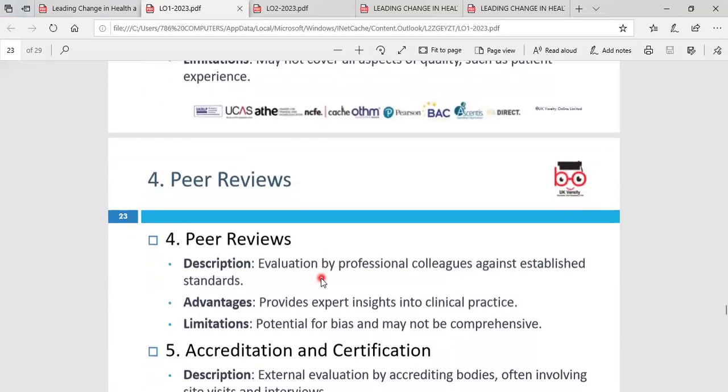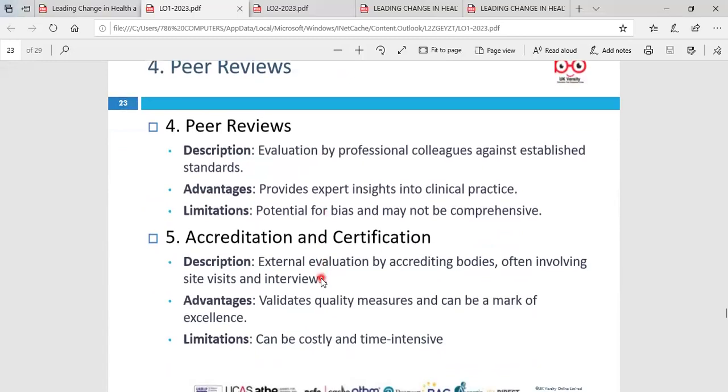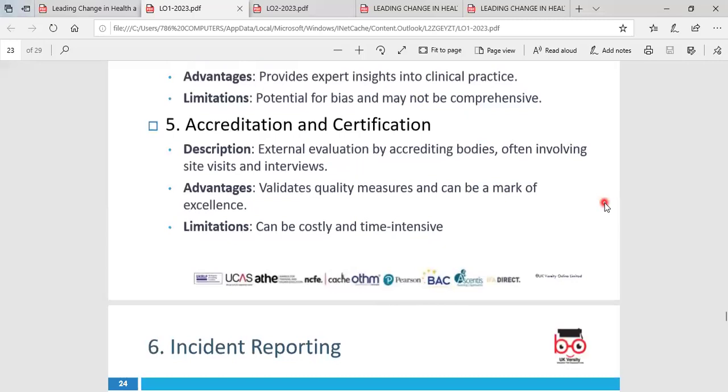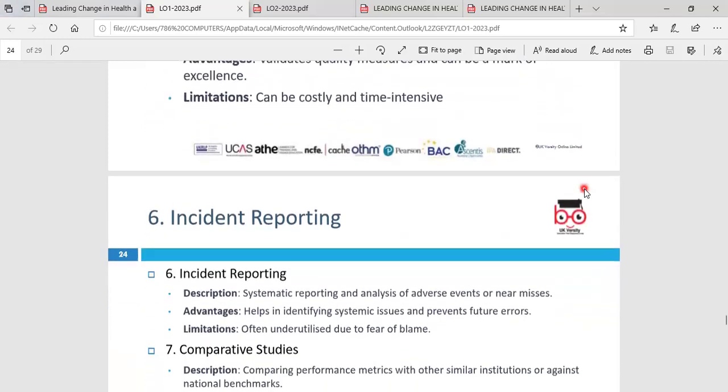Peer reviews, obviously, they're very helpful, in which you have your professionals, your leaders, for instance, they give you reviews, or they evaluate your system against certain standards. They provide expert insights into clinical practice, but then again, they may be biased also. Accreditation and certification, we've talked about this. This validates quality measures, can be a mark of excellence. However, it may be costly and time intensive.